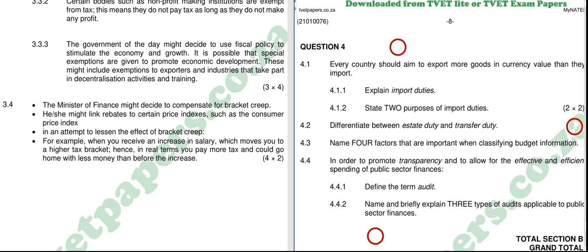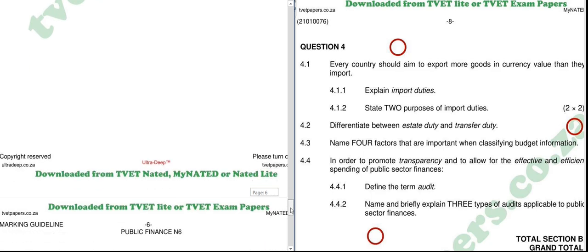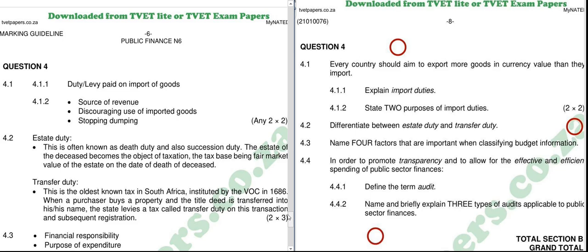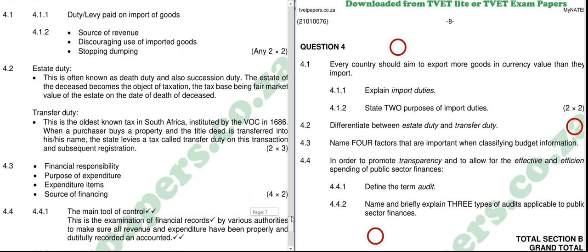Then we go to number 4, explain import duties. So this is the explanation on import duties. State 2 purposes of import duties. We also have the answers indicated. We've got on 4.2, of course, the response on stamp duty and transfer duty. We have 4.3, name 4 factors that are important when classifying budget information. Of course, we have that also articulated.